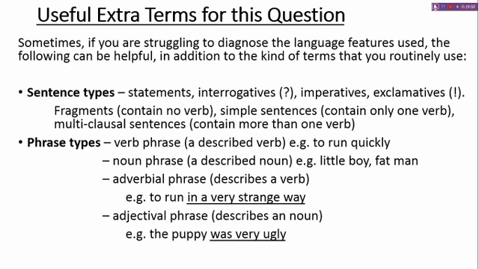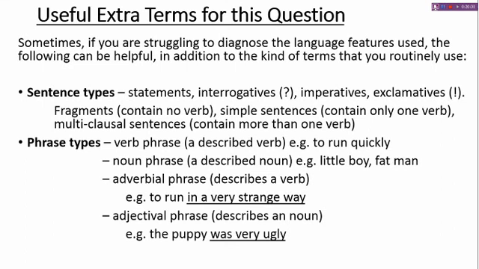The other thing, in terms of phrase types, you might want to think about things like a verb phrase, which is to say a described verb. So, for example, to run quickly, that unit of verb plus adverb, you can call a verb phrase. Similar to that, you've got a noun phrase, which is to say a described noun, like a little boy or a fat man. Again, it's simply a noun plus adjective. It is known as a noun phrase because in the sentence it does the same job as a noun, but it's more than one word long.